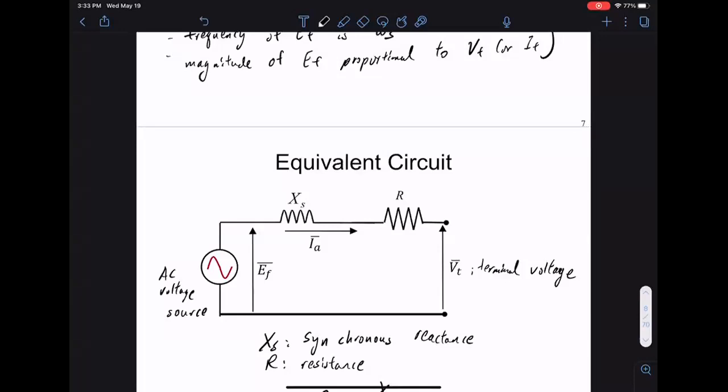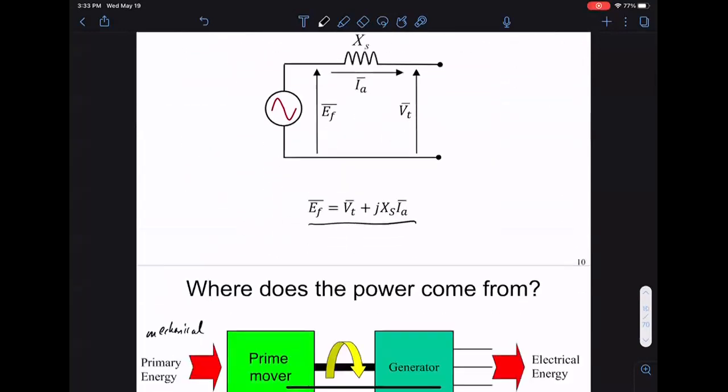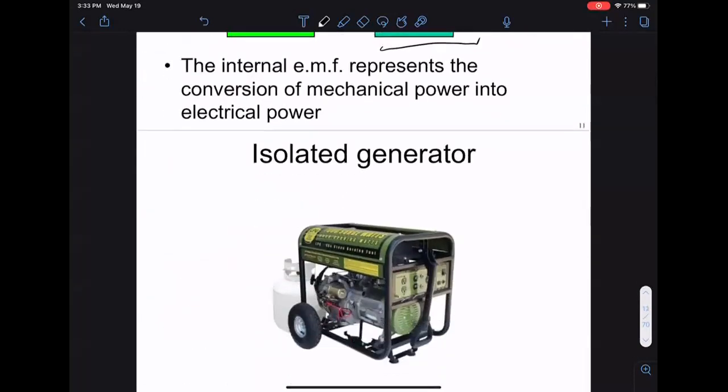Okay, so let's resume with synchronous generators. The generator itself is easy to build. We've been building synchronous generators for the last 100 years or so. So you can buy this off the shelf from some store as a backup generator for your home.